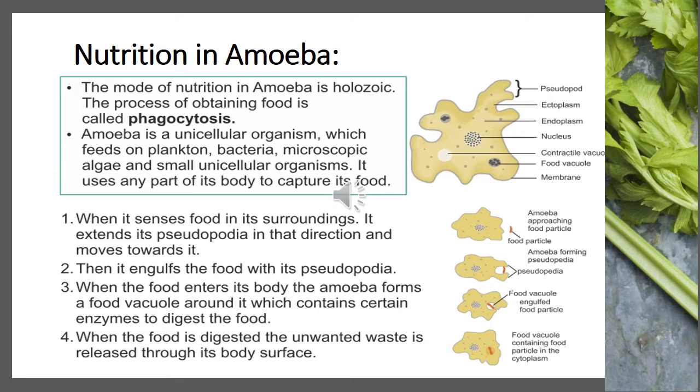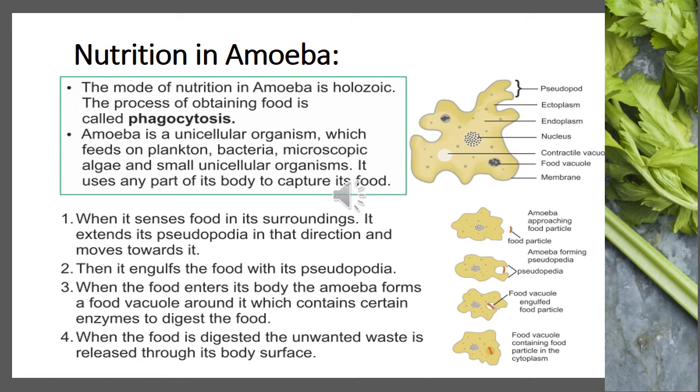Now, amoeba is a unicellular organism which is found in fresh water. It is irregular in shape and does not have a mouth to eat food or a digestive system to digest it. So the process of obtaining food in amoeba is holozoic and is called phagocytosis. Now it feeds on microscopic plants and animals through false feet, which are also called pseudopodia.